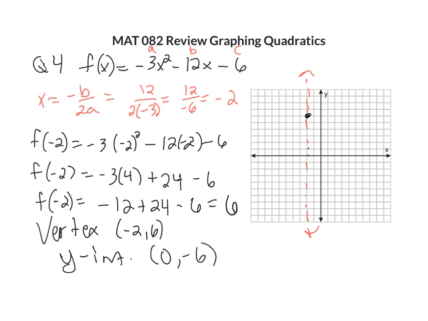So I can plot that point at negative 6. 1, 2. And at the axis of symmetry, that means I need to have a point 2 away from the axis of symmetry right there. And now I can sketch my graph. That would be this quadratic. Again, we see it's facing down because the number in front of x squared is negative.